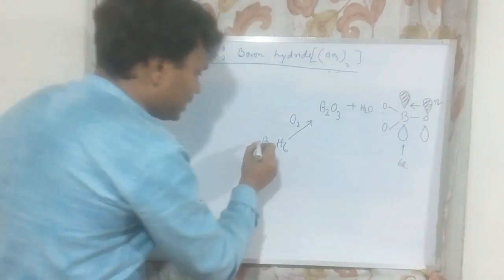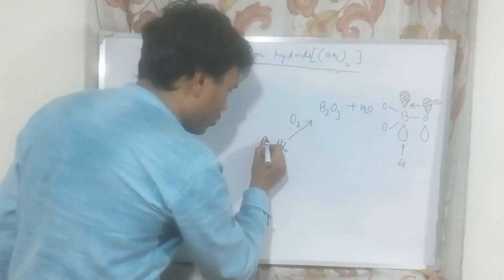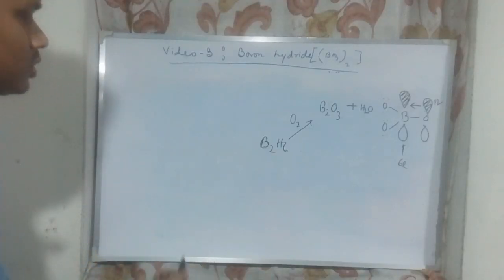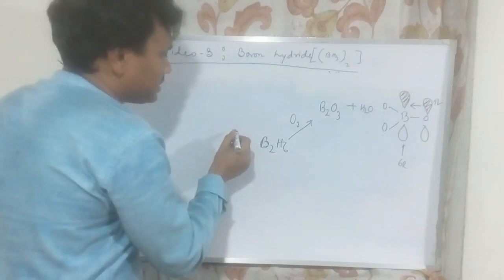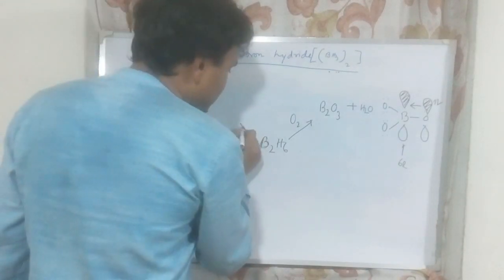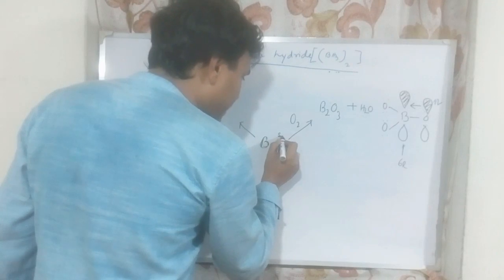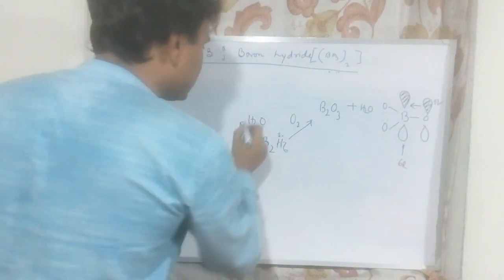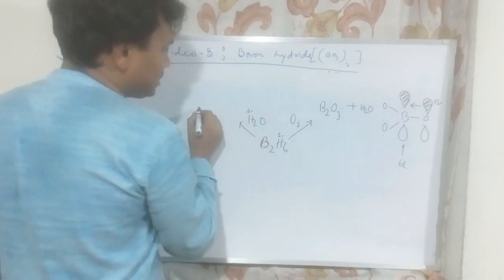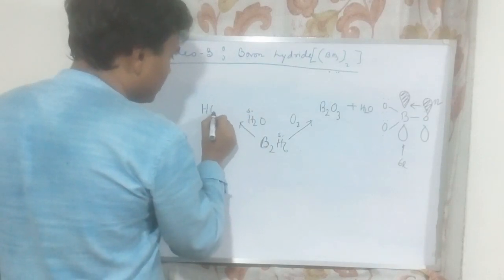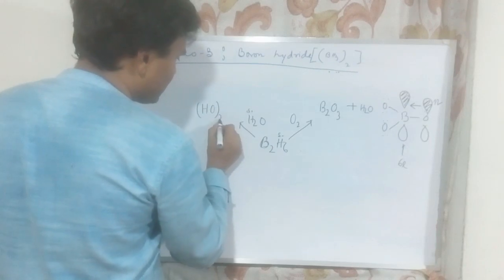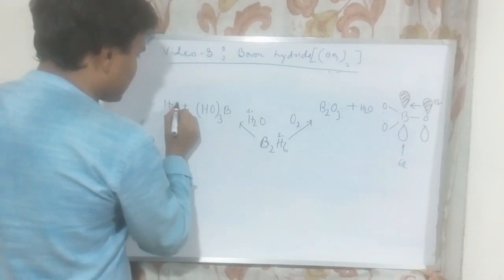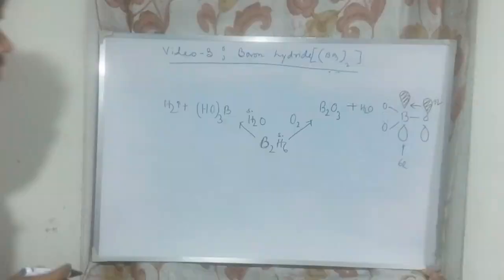In my last video I explained the properties of water and its reactivity towards other reagents, because water contains delta positive hydrogen and this boron compound contains delta negative hydrogen. So water will react with this B2H6 and ultimately result in the formation of boric acid and hydrogen gas.